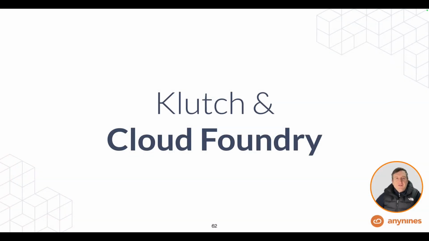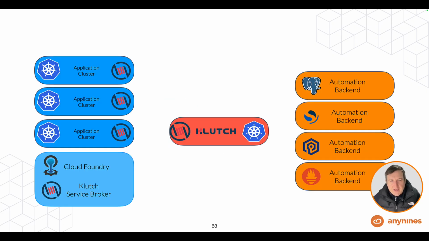So, well, now the interesting part. Now that you have an understanding of what Klutch does for Kubernetes, let's talk about Klutch for Cloud Foundry. Because today's environments, they don't have just Kubernetes or just Cloud Foundry, but more likely they have both. Which means that you have a lot of application clusters, you have Cloud Foundry, you potentially could use Klutch to try to harmonize data service automation across those infrastructures, across your automation backends, as well as across your platform technologies.